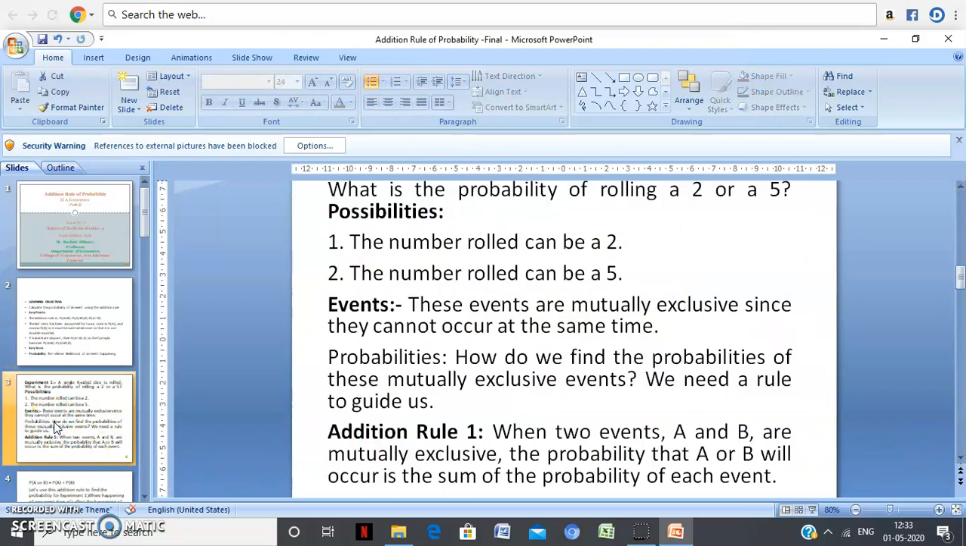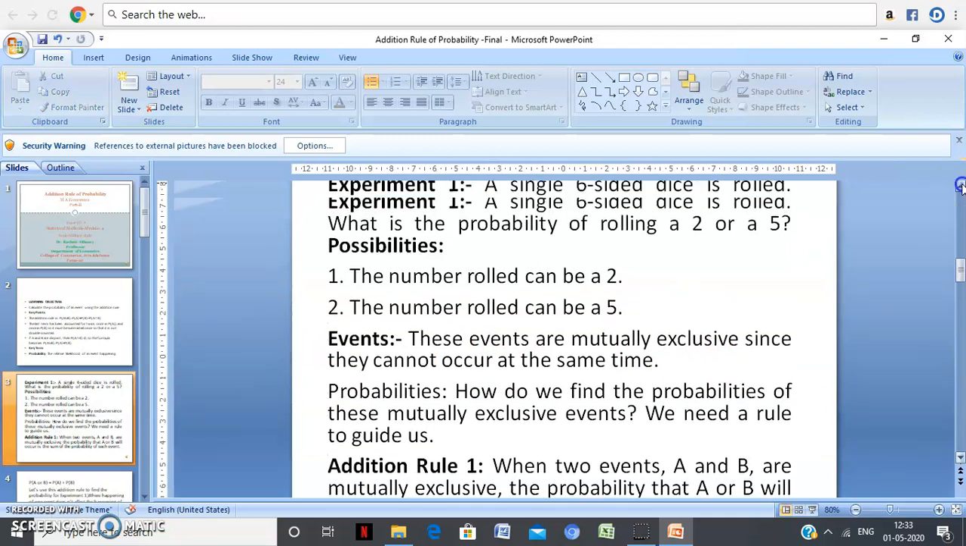Now, we will take experiments to explain how to apply the addition rule of probability. This is experiment 1. A single six-sided dice is rolled. What is the probability of rolling a 2 or a 5?